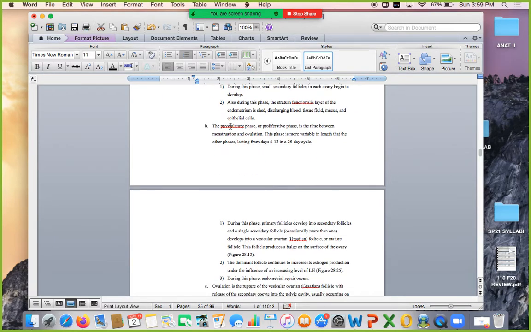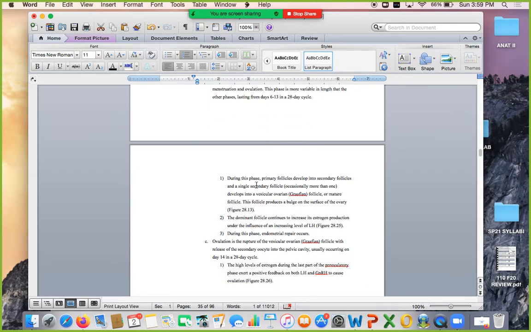Then we enter into the pre-ovulatory phase, or the proliferative phase, and this is basically when we are resetting or remaking the bed for the implanted embryo. So the endometrium is getting larger, it's proliferating. This happens just after menstruation and reaching up to ovulation. This is a pretty variable time frame. It can last from 6 to 13 days depending.